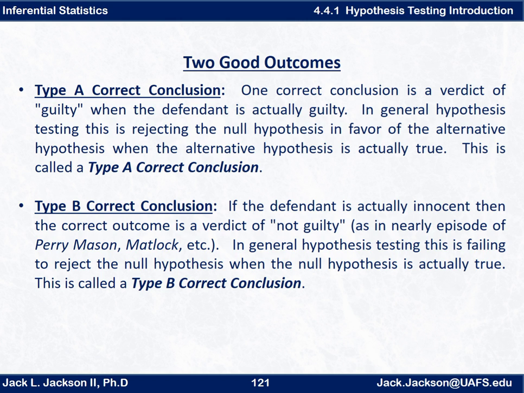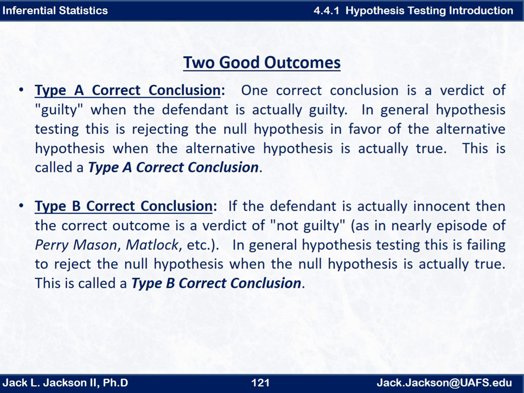The other type of correct conclusion you could make in the courtroom would be if the defendant is actually innocent, then the correct outcome would be a verdict of not guilty. So, for example, if you watch Perry Mason or Matlock or some of these shows where it's centered on a defense attorney, this is what always happens: they get a verdict of not guilty, and they're able to cast enough reasonable doubt, usually by getting somebody else to confess in that case. But anyway, they get a verdict of not guilty. Type A correct conclusion is going to be more of a show where they catch the bad guy and try him, and you're on the side of, not the defense attorney, but the prosecutor.